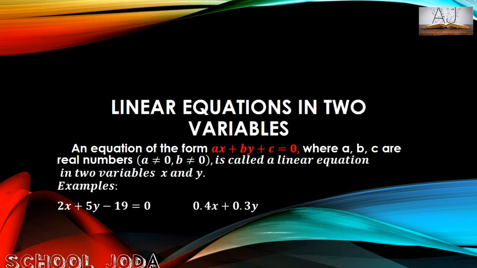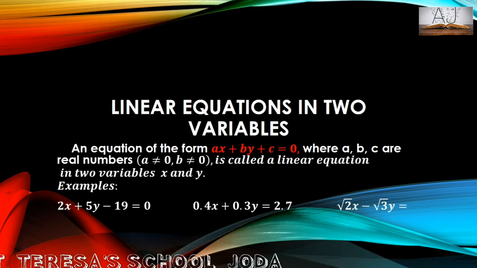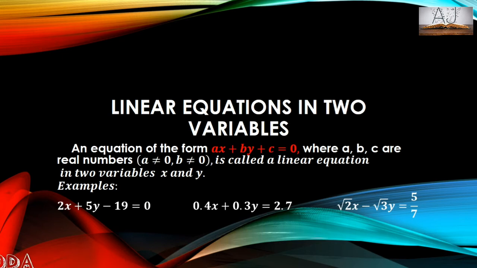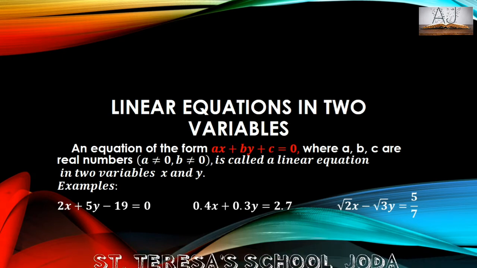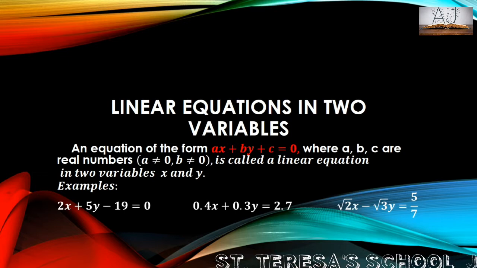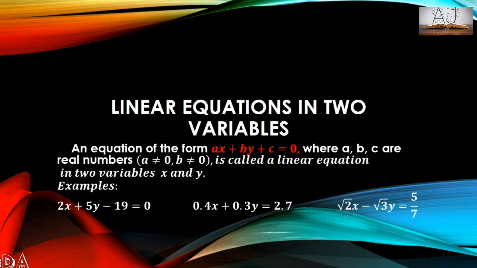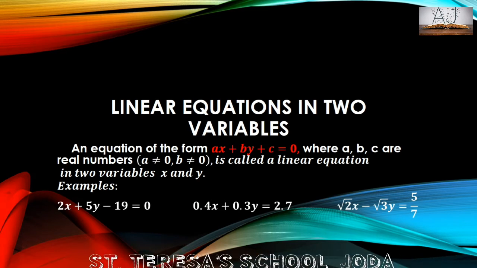Or 0.4x plus 0.3y equal to 2.7, or in the form of square root of 2 x minus root 3 y equals 5 by 7. All these are linear equations, and they are linear equations in two variables, x and y. We get two variables here. See, 2 is a real number, 5 is a real number, 19 is a real number, 0.4 is a real number, 0.3 is a real number. So a and b are real numbers here, and a and b are not 0.